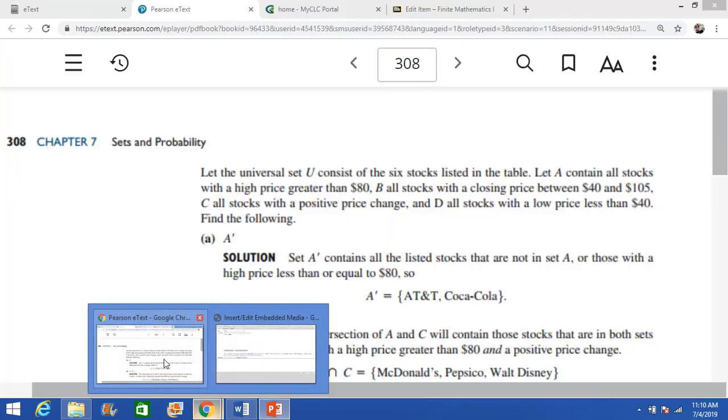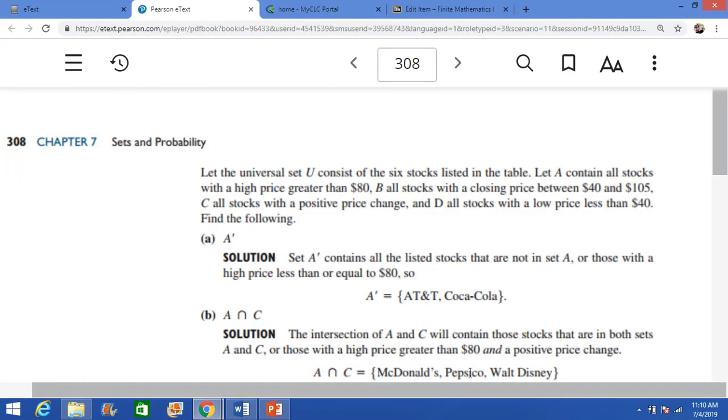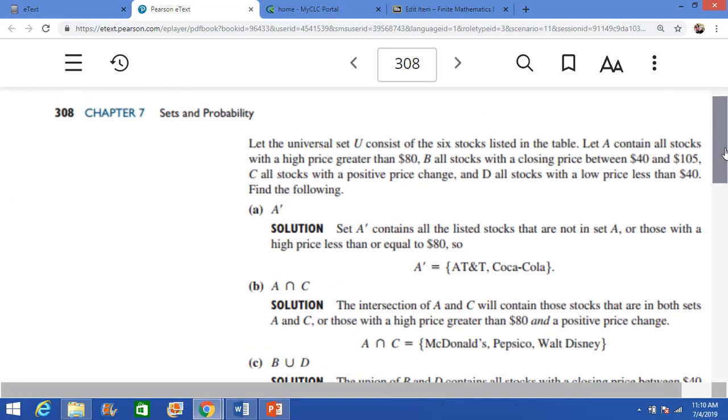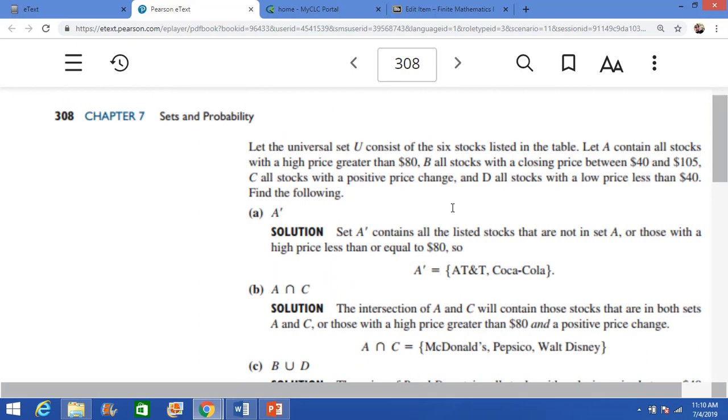And let's see what they got. McDonald's, PepsiCo, and Walt Disney. All right, good. So now, what about B union D? B is all stocks with closing prices between 40 and 105. And D is all stocks with a low price of less than $40.